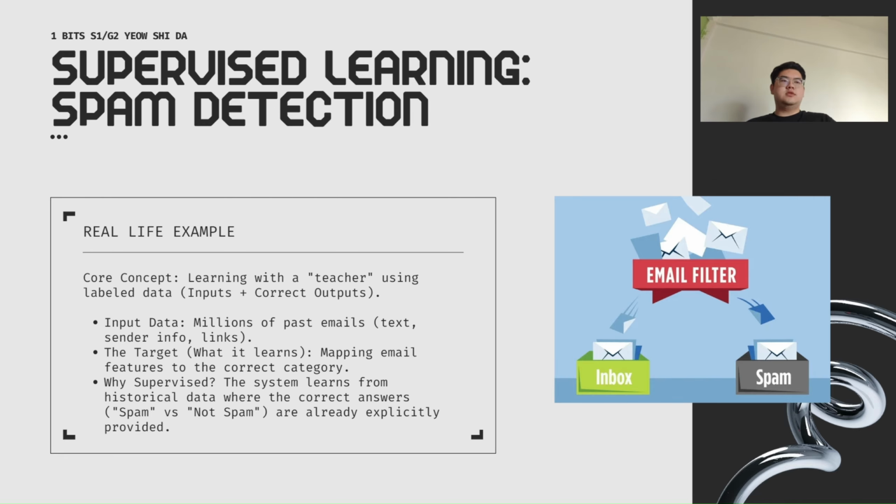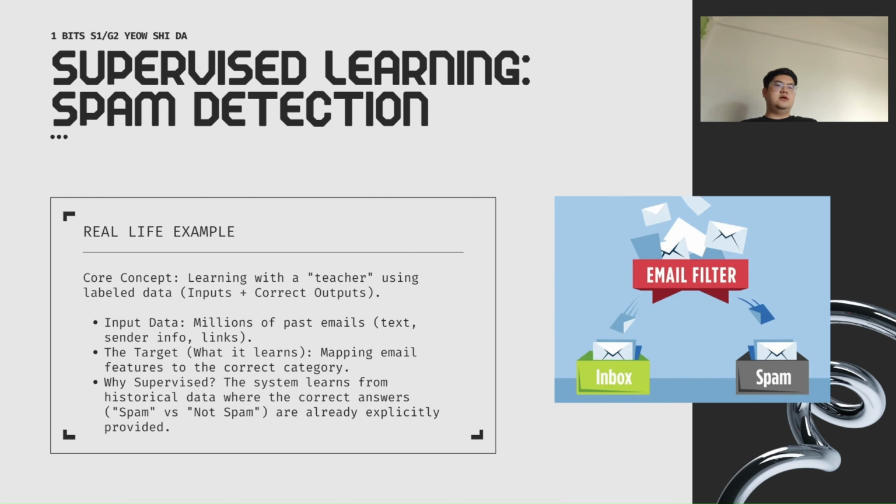So I'm going to go into detail on supervised learning, with spam detection as the situation. Spam detection is a very real-life example in our daily life, especially as we use Gmail and Outlook. The core concept is that the machine learns with a teacher using labeled data, for example an input and a correct output. So we have the input and a correct output, and the machine will learn from that progress.